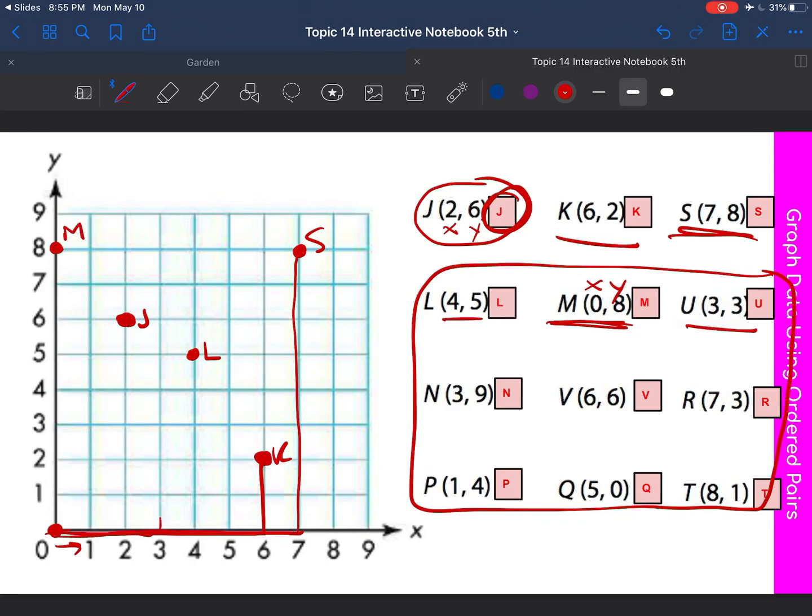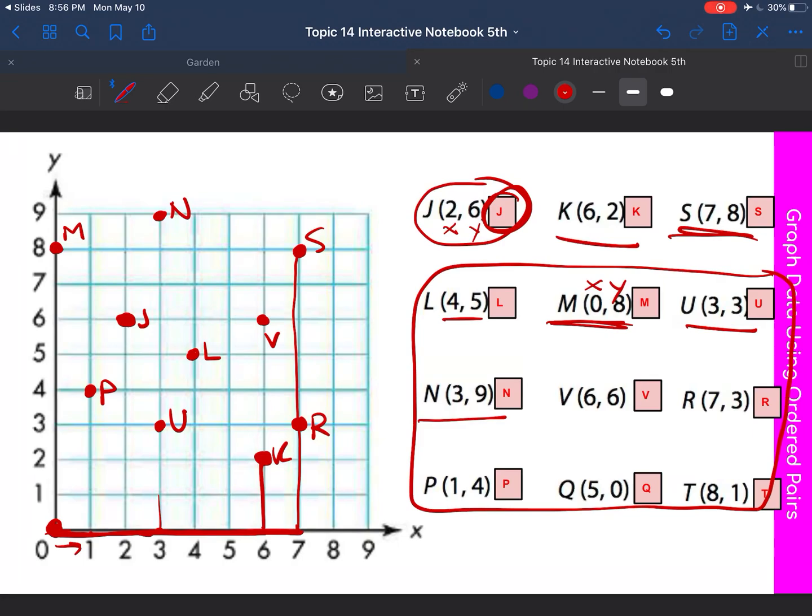U is over 3, up 3. So that's U. N is over 3, up 9 right here. Okay, that's N. V is 6, 6, so over 6, up 6 right here. That's V. R is 7, 3. Start at the origin, go over 7, up 3, right here, that's R. P is 1, 4, so start at the origin, go over 1, up 4 here, that's P.